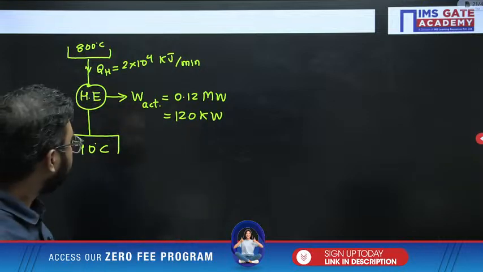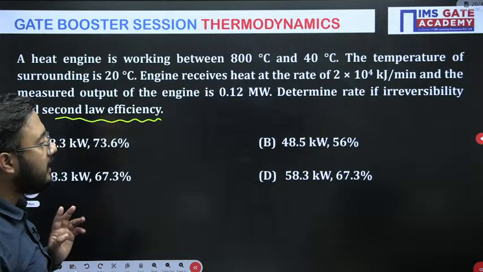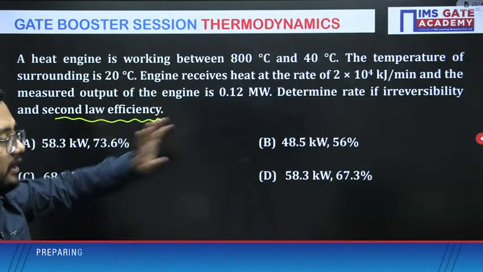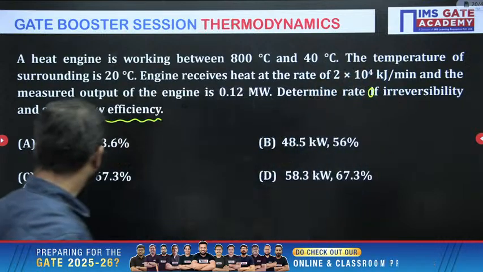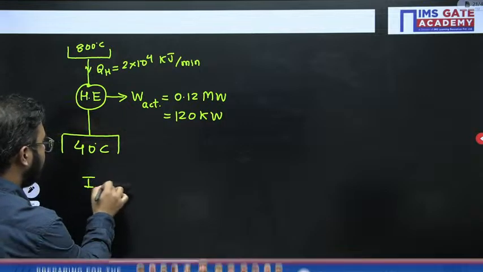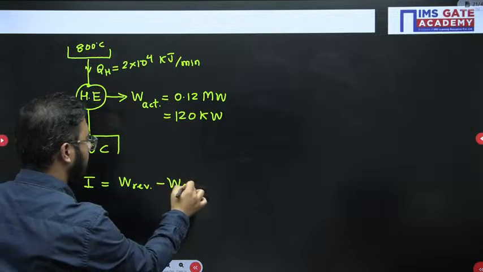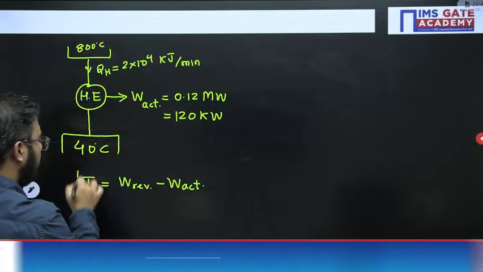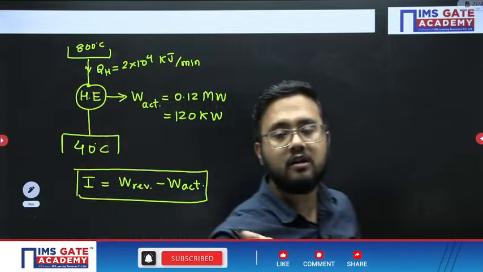correct? Now what they are asking: determine the rate of irreversibility and second law efficiency. Irreversibility, how will you calculate it? Irreversibility is simply the difference of reversible work and actual work. That is what irreversibility is. You can consider it as a lost potential.